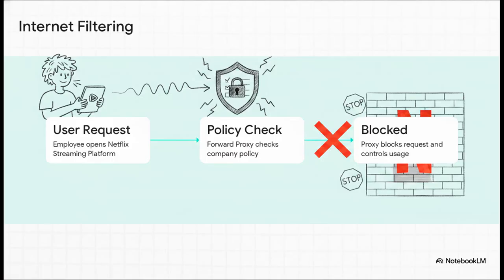So let's actually walk through this in action. Say an employee tries to stream Netflix at work, but before that request ever even hits the external web, the forward proxy intercepts it. It checks the corporate policy, sees that high bandwidth streaming is a no-go, and just drops the connection entirely. Boom! The external Netflix server never even knows anyone tried to connect. Bandwidth saved, policy enforced, completely seamlessly.